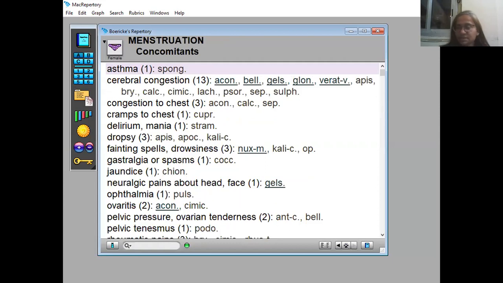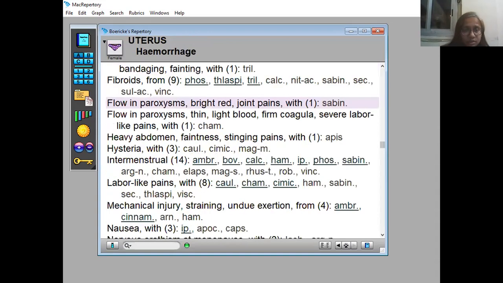Menstruation concomitants asthma. I had one very bad case where a patient used to get asthmatic attacks during menses, and Spongia helped her a lot. So menstruation concomitants asthma in the female chapter. Look at this rubric: uterus hemorrhage flow in paroxysms with bright red, joint pains with. So if somebody has joint pains, bright red bleeding which is happening in episodes, you can think about Sabina as a remedy.